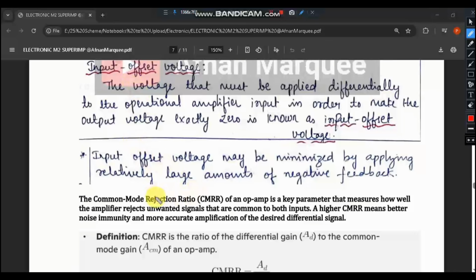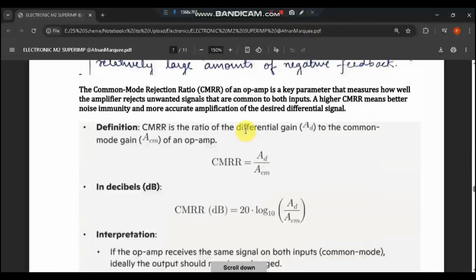Now, CMRR is common mode rejection ratio. It's a key op-amp parameter that measures how well the amplifier rejects unwanted signals that are common to both the inputs. Higher CMRR means better noise immunity and more accurate amplification of the desired differential signal. And this is the formula. You have to write this formula as well.